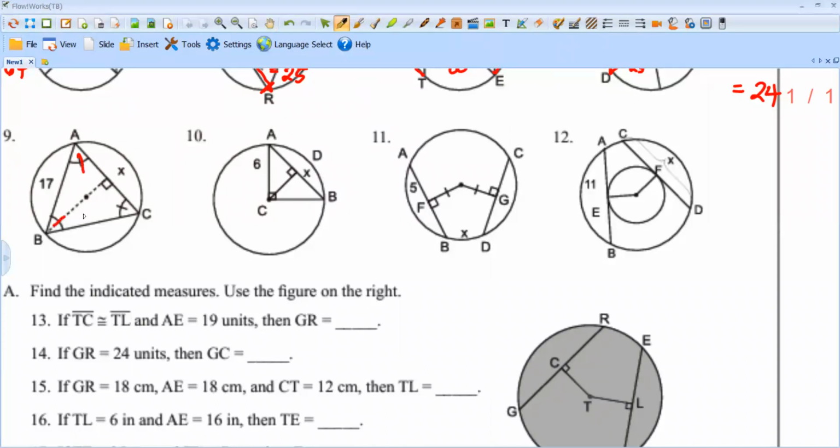Again, these three angles are congruent, then it is an equilateral triangle. So all of the sides are 17. Very good.